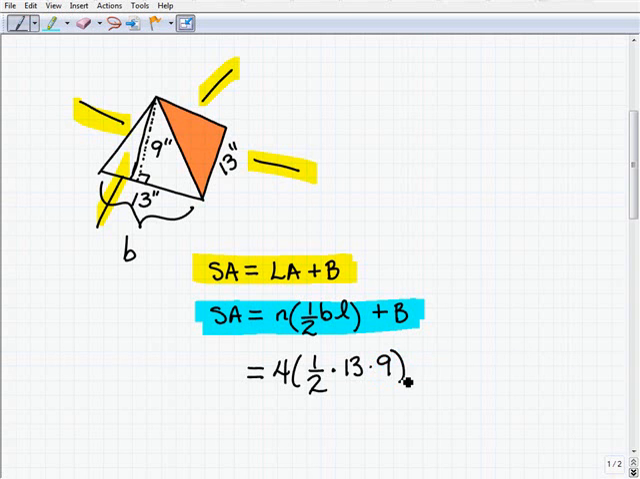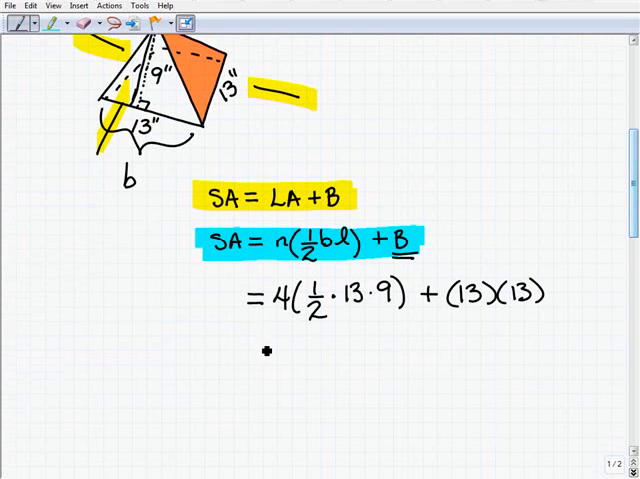The base, B, the surface area of the base, is simply the surface area of this square that forms the bottom of the pyramid, and that's going to be 13 times 13. That's how you find the area of a square. So here is our entire formula set up with our actual numbers. Go ahead and take a moment and work through the calculations, and I'll do the same.